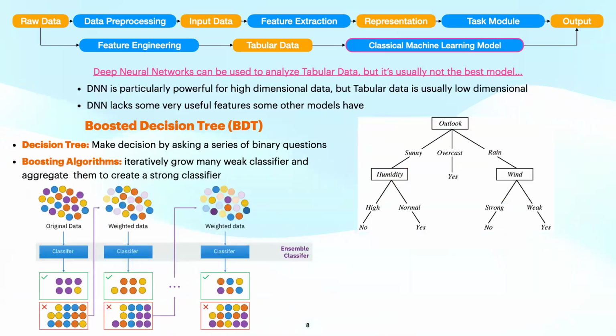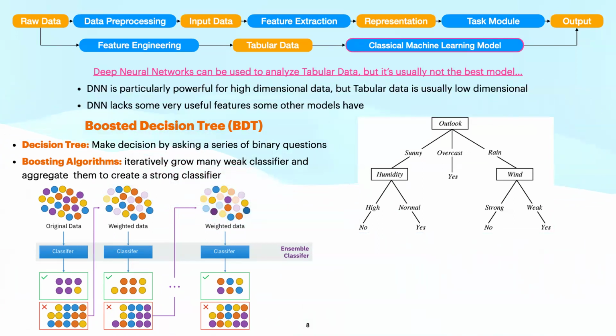So the second model that people usually use is called boosted decision tree, which some of you may have heard about before. So I will start by talking about what a decision tree is. A decision tree makes a classification decision by asking a series of binary questions.